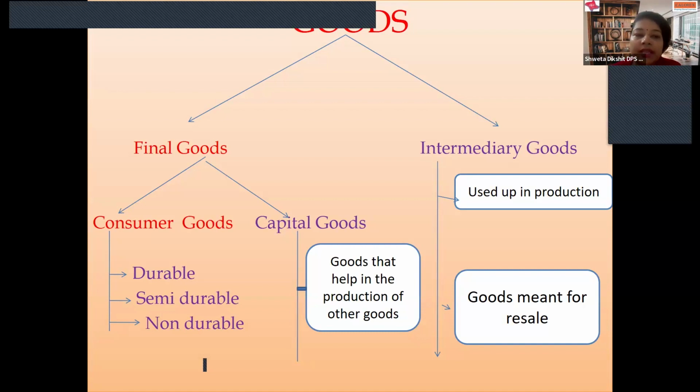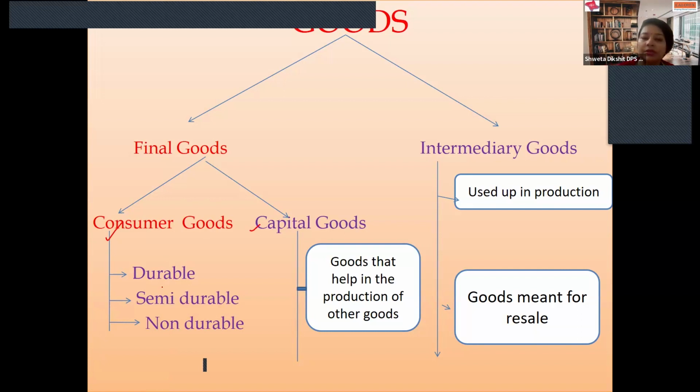So what is the final good? Final good basically is of two types, that is consumer good and capital good. As you can see on your screen, consumer good and capital good. Consumer goods are those goods which are consumed by the consumer for the satisfaction of needs and wants, whereas capital goods are those goods which are used for the process of production or as a source of production.